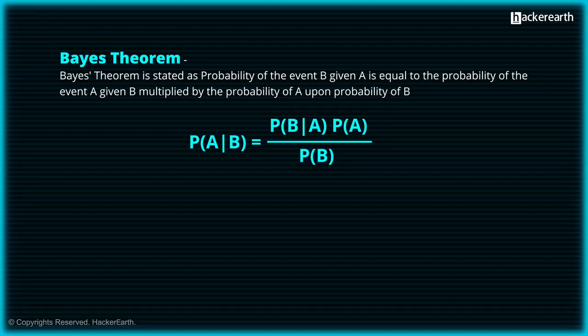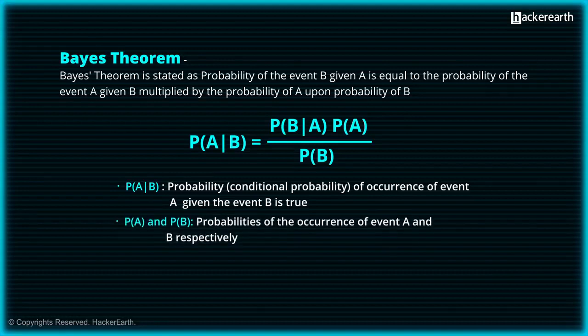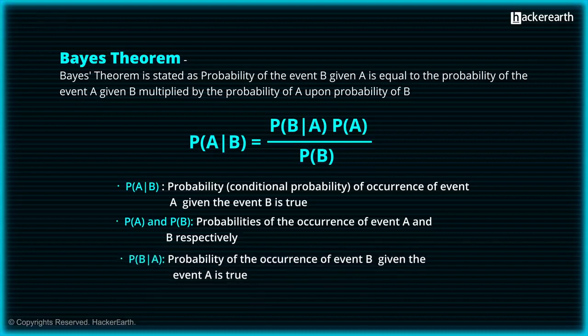The components of the above statement are: P of A given B is the conditional probability of occurrence of event A given event B is true. P of A and P of B are the probabilities of the occurrence of event A and B respectively. P of B given A is the probability of the occurrence of event B given event A is true.